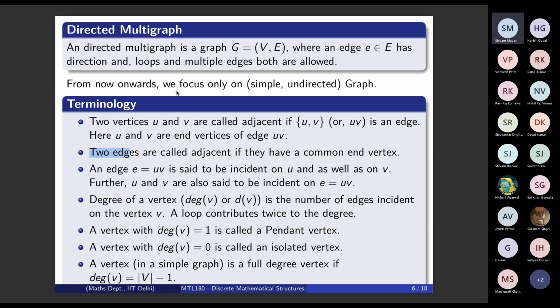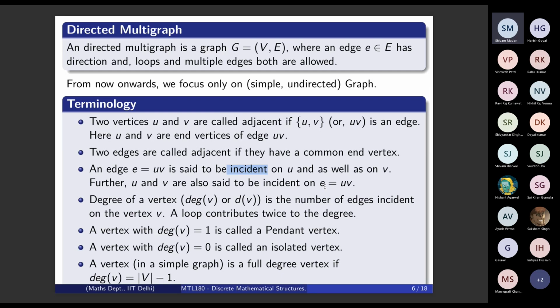Okay, but if you have one vertex and one edge, then we generally use the term incident. Okay, so between two vertices we use adjacent, between two edges we use adjacent, and for one vertex and one edge we use incident. So what is an incident? An edge E is said to be incident on U and on V if the edge E is just UV. Okay, and similarly U and V are also said to be incident on E.